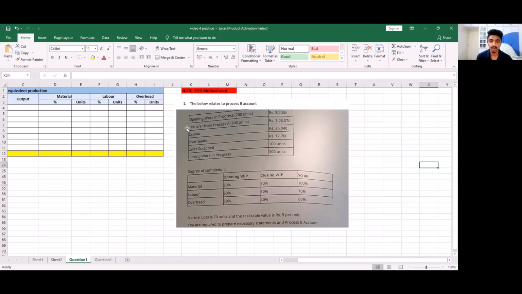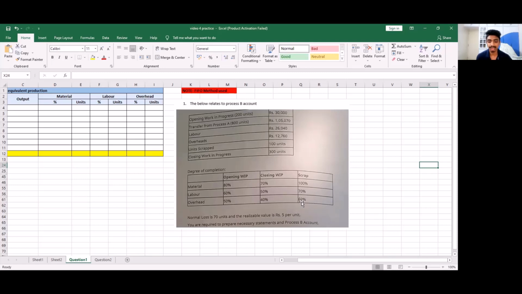They have given us opening work in progress, transfer from process A, labor, overheads, units scrapped, and closing work in progress. They have also given us the degree of completion of opening work in progress, closing work in progress, and scrap for the 3 parts of the processes: material, labor, and overheads. Normal loss is 70 units and the realizable value is rupees 5 per unit. You are required to prepare necessary statements and process B account.